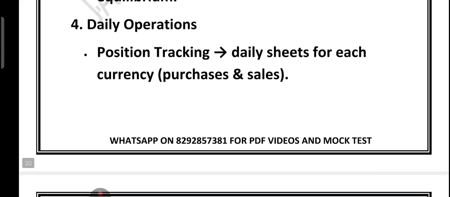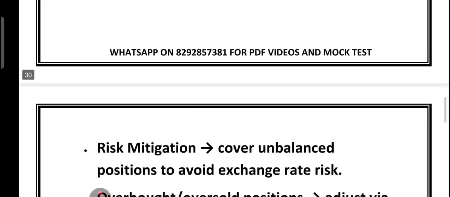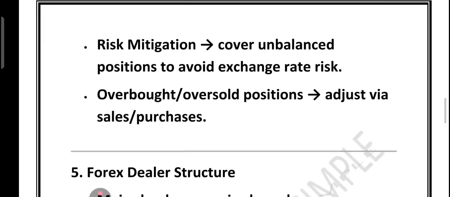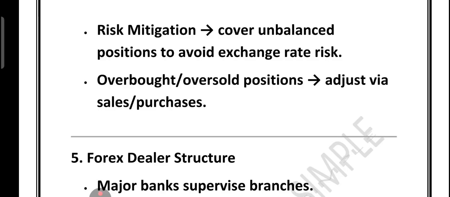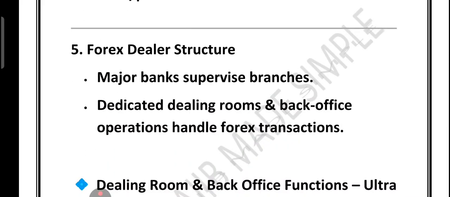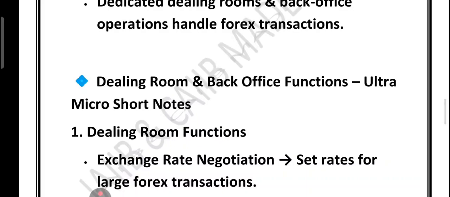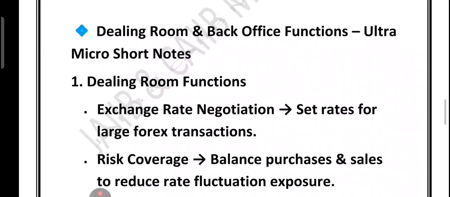If you look at the daily operation, this is called position tracking. A bank maintains a daily sheet for each currency, tracking purchases and sales. Unbalanced positions are covered to avoid exchange rate loss. Overbought or oversold positions are adjusted through currency sale or currency purchase. If you look at the forex dealer structure, major banks supervise branches dealing with forex, right? A dedicated dealing room and back office team handle day-to-day forex operations. So to summarize, banks face multiple forex risks, but with proper tracking, risk management and RBI support, they ensure smooth international transactions. Now, dealing room and back office function are very, very important. So we will explore how banks manage forex operations through the dealing room and back office.